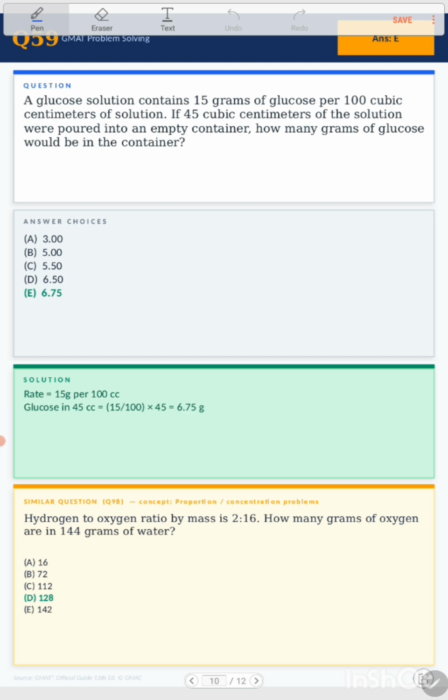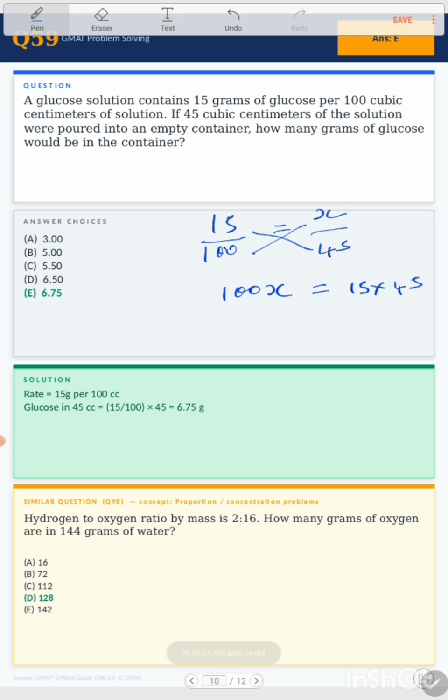So here is a glucose solution containing 15 grams of glucose per 100 cubic centimeter of solution. Okay, so you set this up. First of all, glucose over solution. Now, if 15 cubic centimeter of the solution, glucose over solution, so this one is going to be 45 solution. So S is glucose. You cross multiply. 100S equals 15 times 45. And if you solve that, it will give you 6.75.